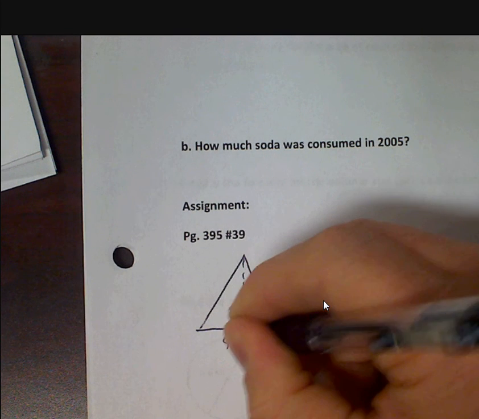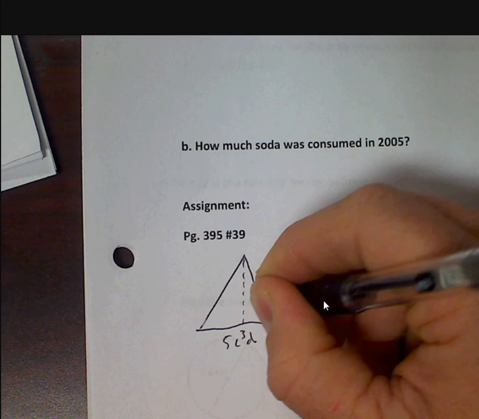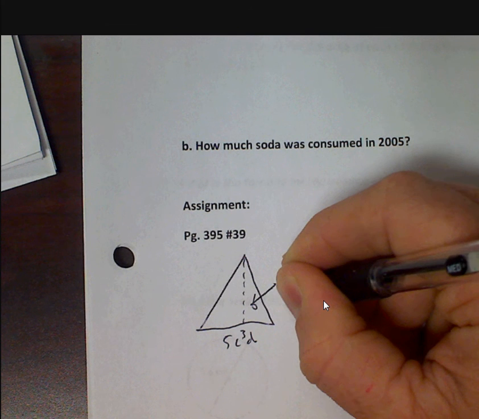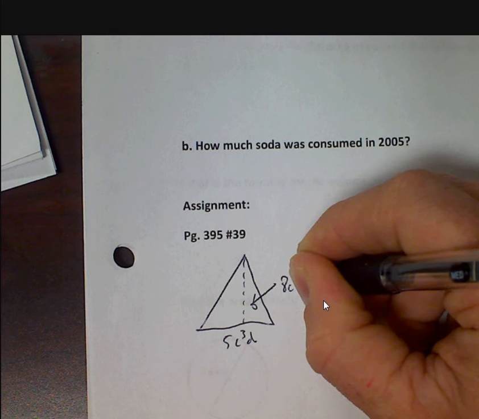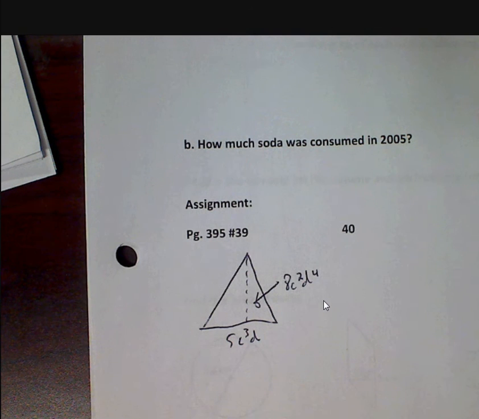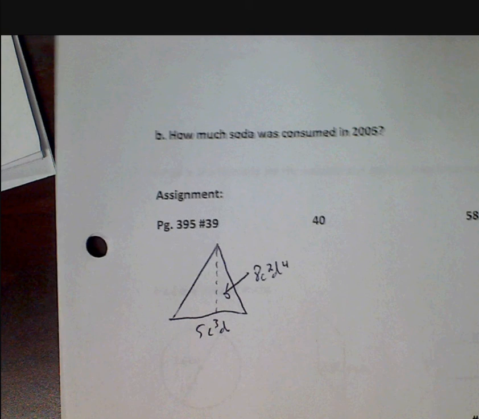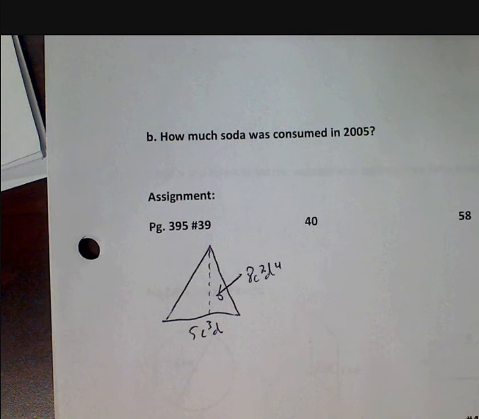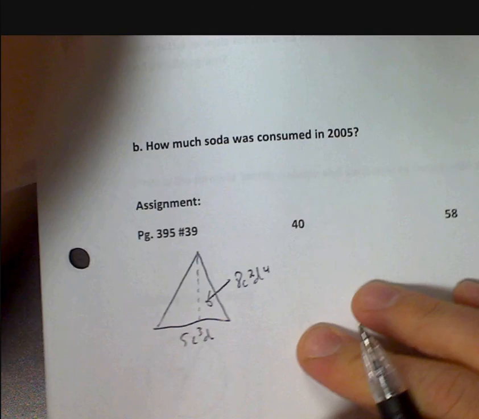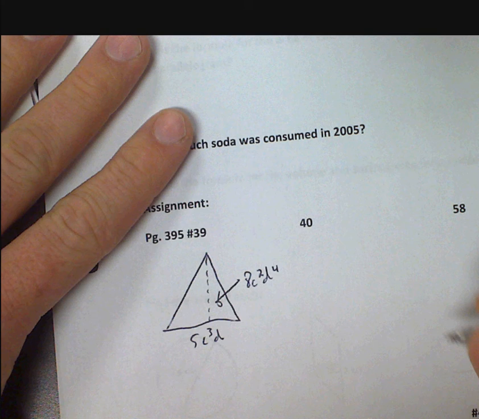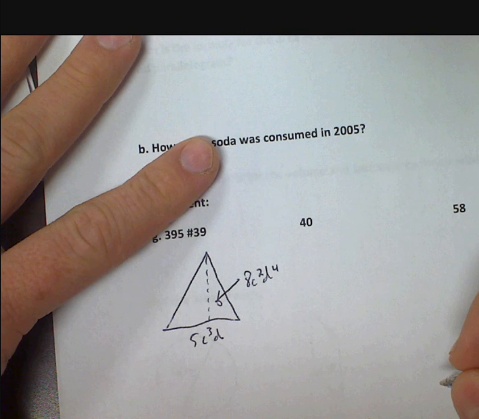We have 5c to the third d, and then we have 8c squared d to the fourth. The nice thing is, by accident, I gave you the same problem we did in our notes. So try not to look at the notes, and let's go ahead and try again.